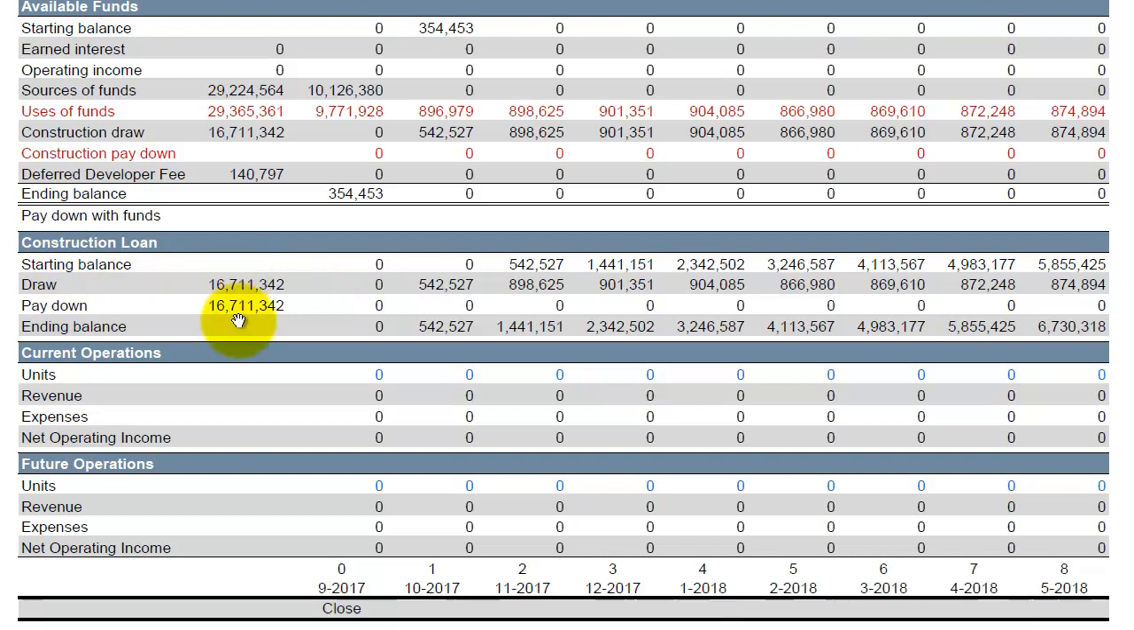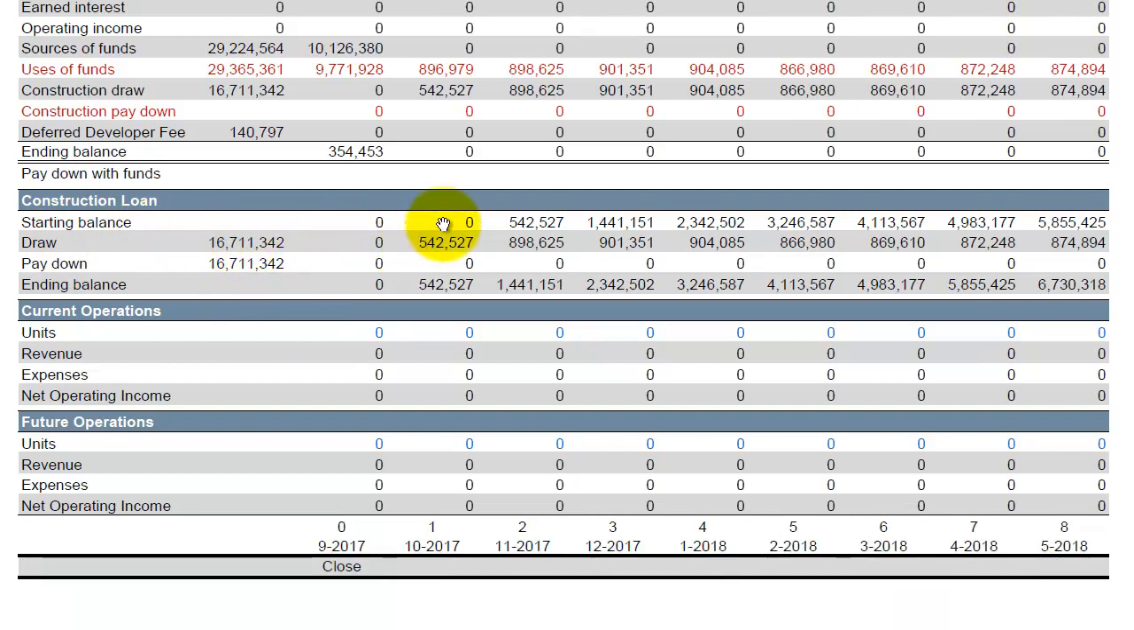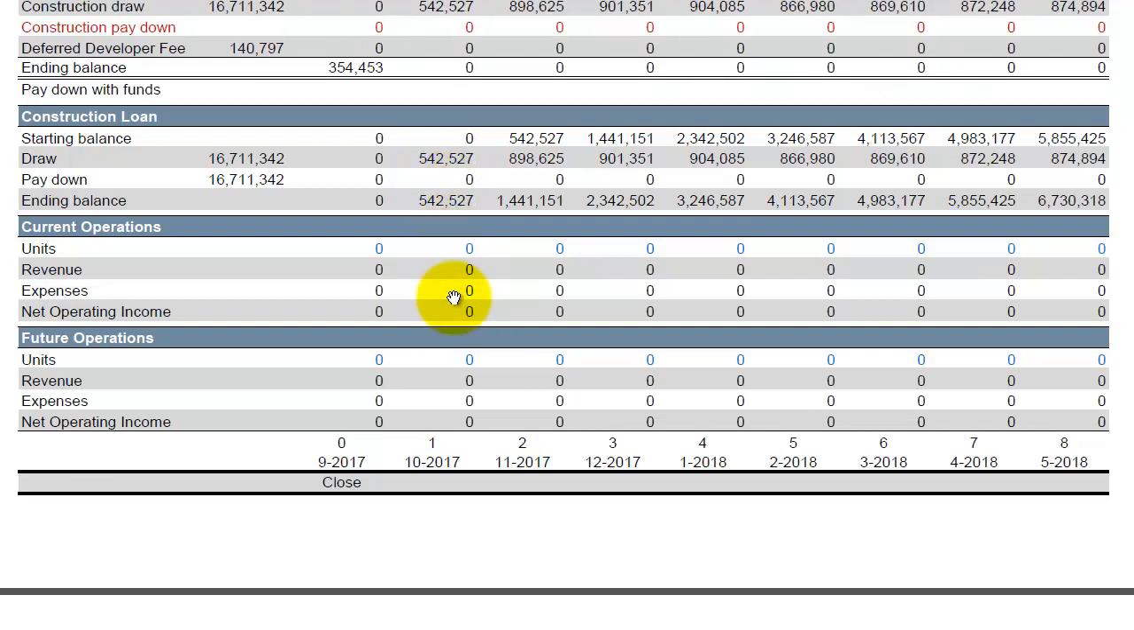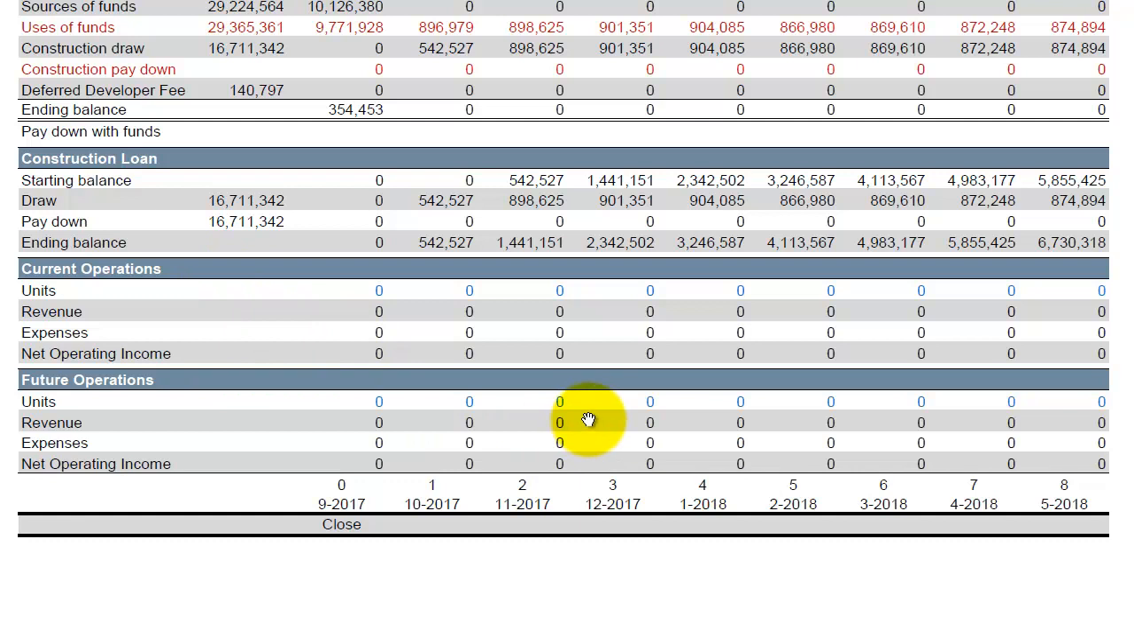So this next section talks about the starting balance for the construction loan. Do I draw on it? Do I pay anything down? And therefore, what's my balance? The last thing that I do on a month-by-month calculation is talk about operations. This is a new construction project, so you don't see any operations happening at the beginning of the development period. But if it was an acquisition rehab, you'd see operations, revenues, incomes, expenses, and net income.